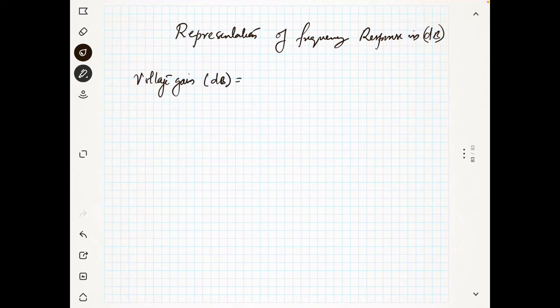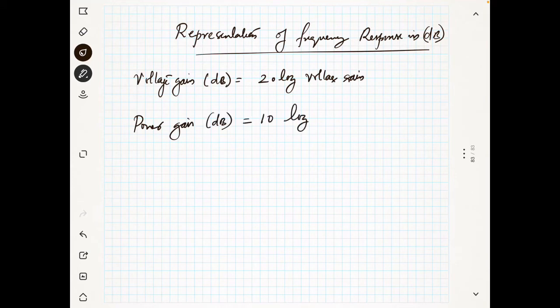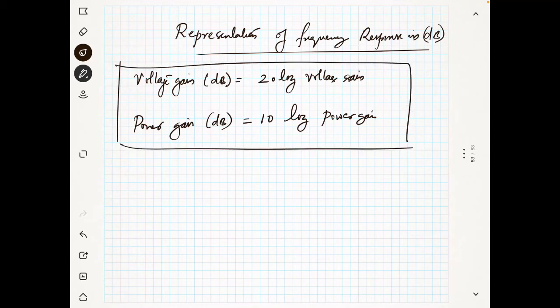You know that usually the voltage gain in dB is equal to 20 log voltage gain, right? And what about the power gain? Power gain in dB is equal to 10 log power gain, right? So this is how you can convert into dB.